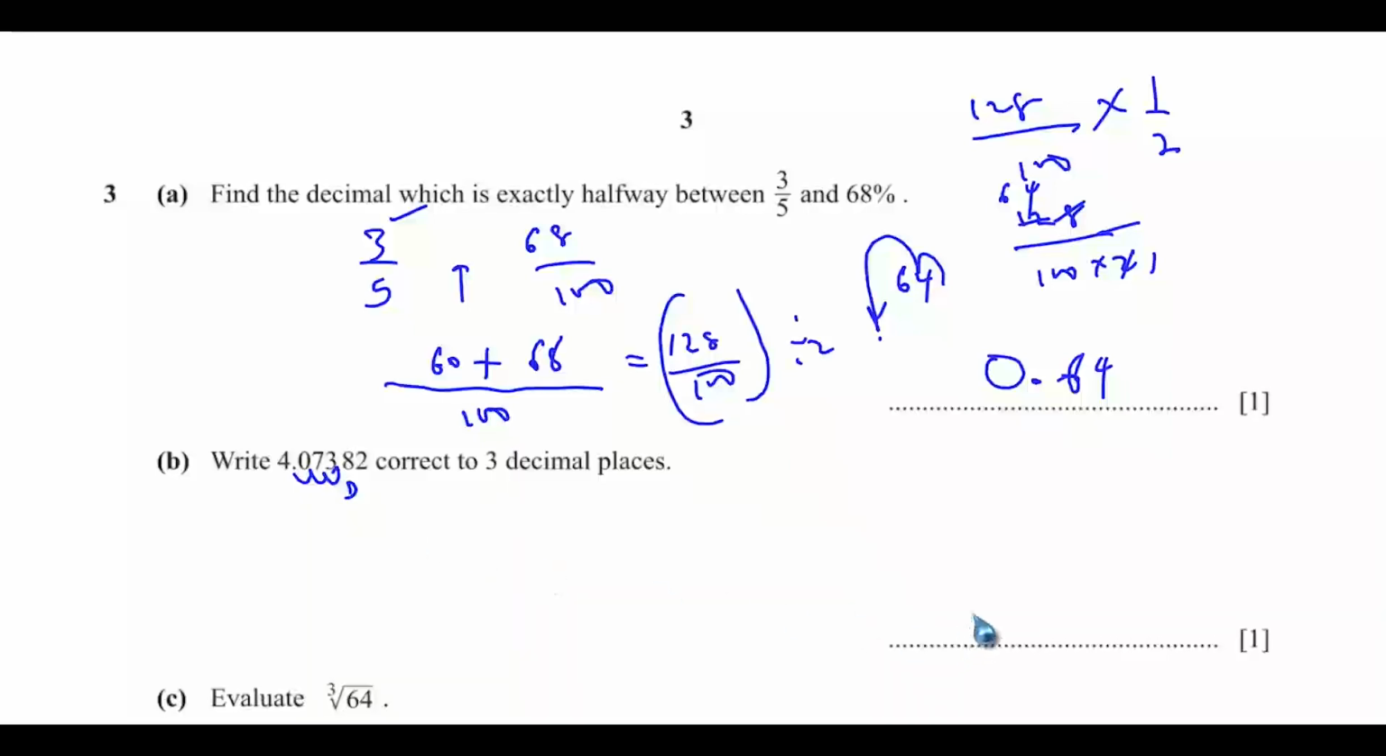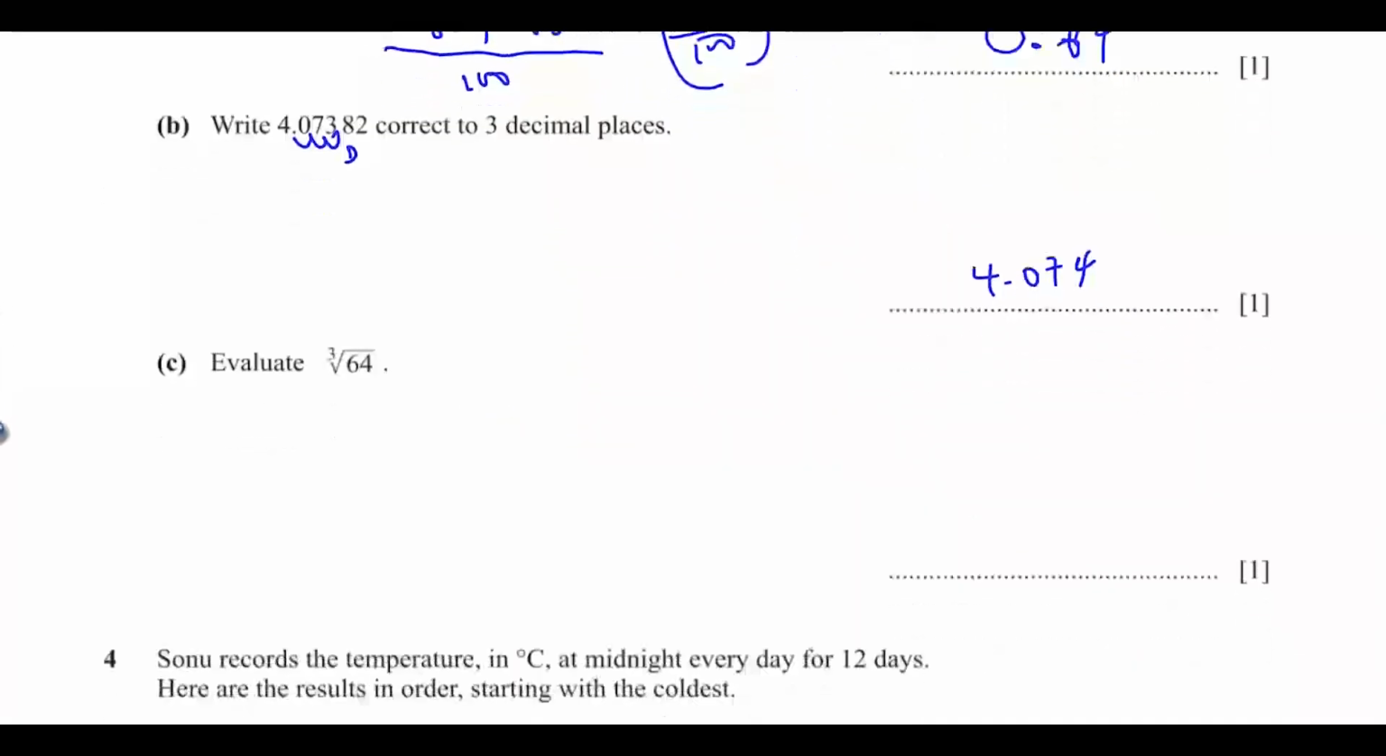So we're going to have 4.074. So if you add the one you rounded up here to 3, you have 4.074. Okay, that is the final answer. So part C, evaluate cube root of this.